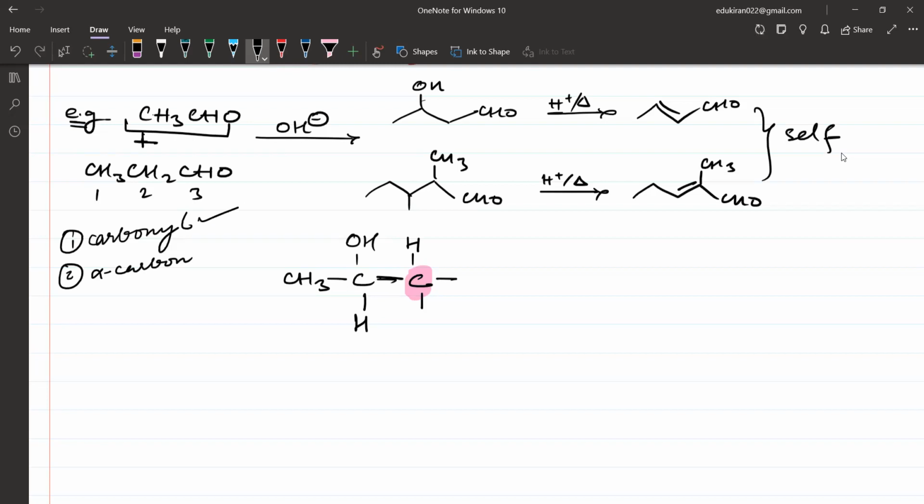The reaction happens between the carbonyl and the alpha carbon, right? Which carbon is the alpha carbon? The second one. So which carbon is this? The second one. What are the two other bonds of the second carbon? CH3 and CHO.